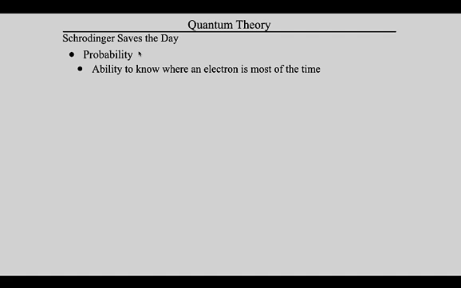So guys, the idea with probability, and this was Schrodinger's big idea, that instead of tracking them like little particles, which Heisenberg said doesn't work, Schrodinger came along and said, what if we actually think of them differently? What if we just worry about our ability to figure out where they will be most of the time? That's the idea behind probability.